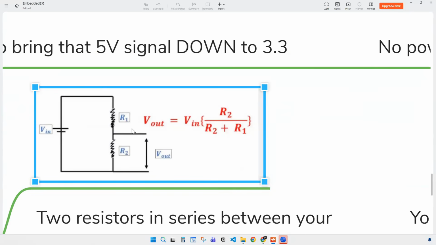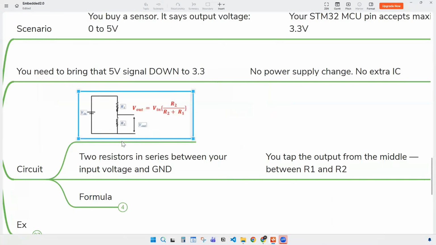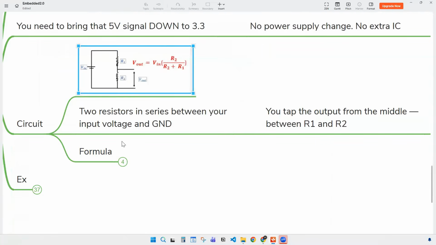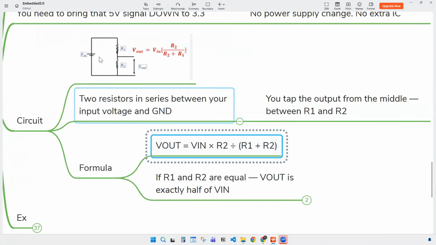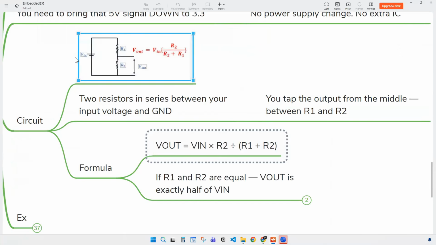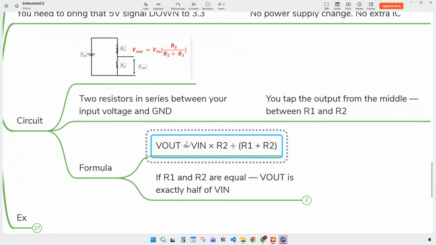So if it is 10 volts, it is going to be split among these two resistors, determined based on the ratio. Shall we determine it, or shall we do it with the help of a formula? While talking about the formula, this is our formula: V out is equal to V in multiplied by R2 divided by R1 plus R2. This is the equation we have.